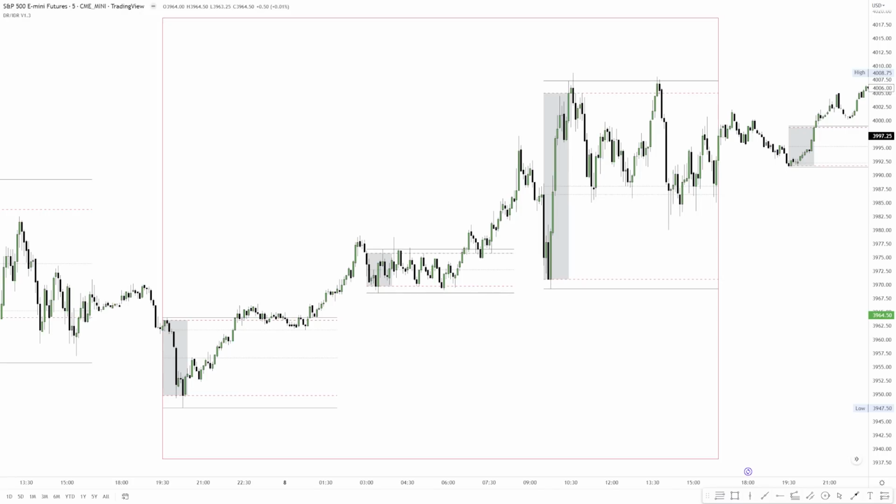We start with the upside expansion model. As you can see, each DR session respected the previous DR high levels and created higher low DR levels and higher high DR levels. Also, price respected at any given point during the day the previous formed low DR levels and did not close below them.